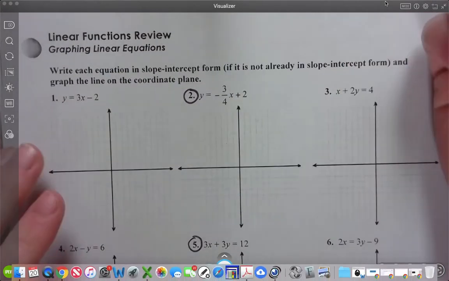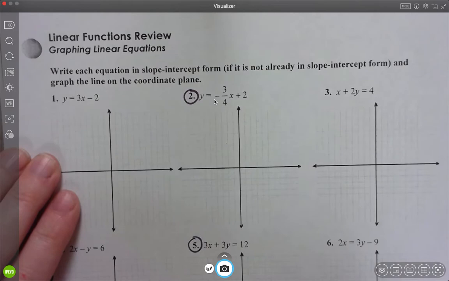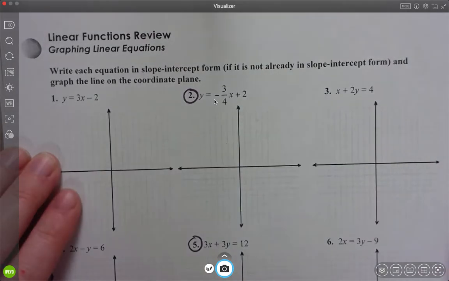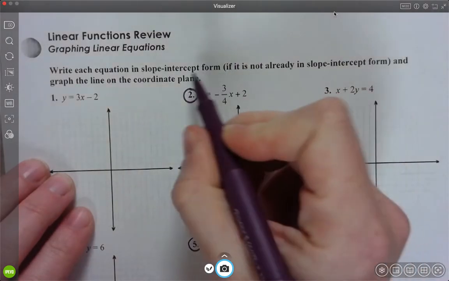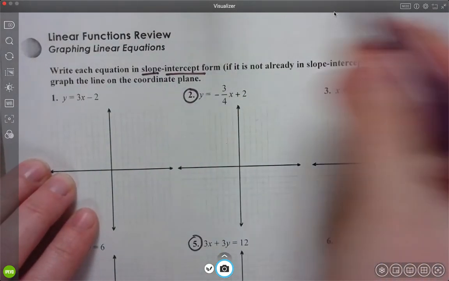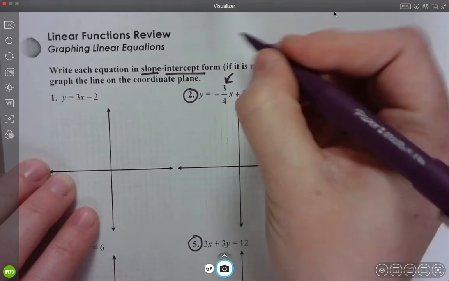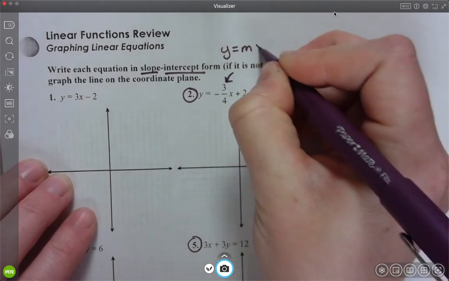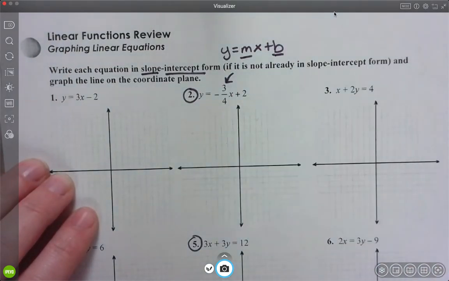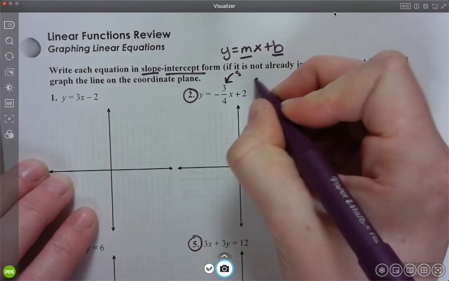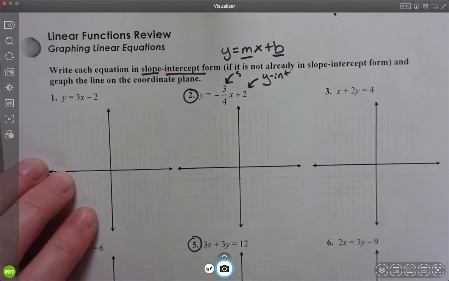Okay. So what we want to do in this top part, and I'm going to go through number 2 with you, is first make sure that this equation is in slope-intercept form. Slope-intercept, okay? The slope is going to be the m. So if I write this in terms of y equals mx plus b, that's slope-intercept form. The m is going to be the slope, the b is going to be the y-intercept, okay? So this is slope, this is y-intercept. I want to make sure that it's in that form to start with.